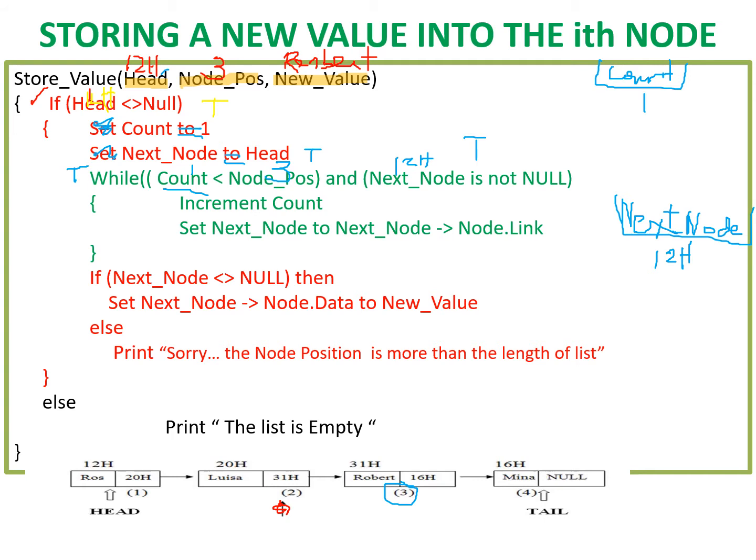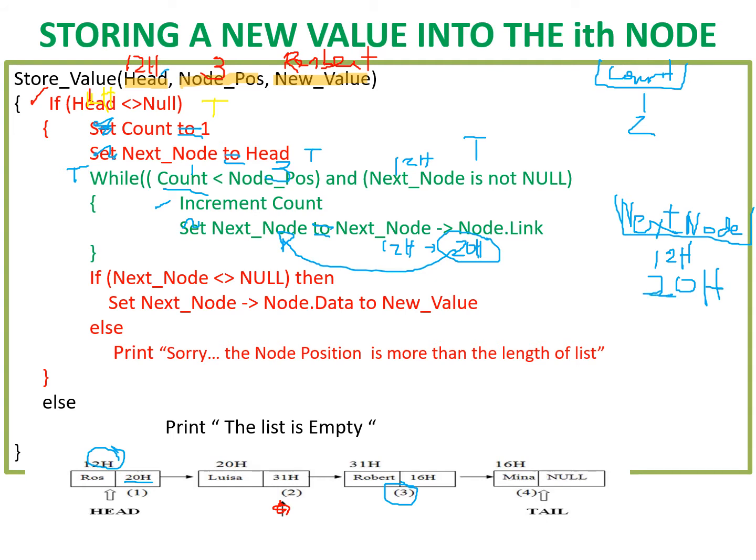Very good. So if it is true, increment count. So count will now be 2. Okay. Then set next node to next node referencing to node.link. So next node is 12h, referencing to node.link is 20h. 20h will now be assigned to next node. So next node will now be 20h.